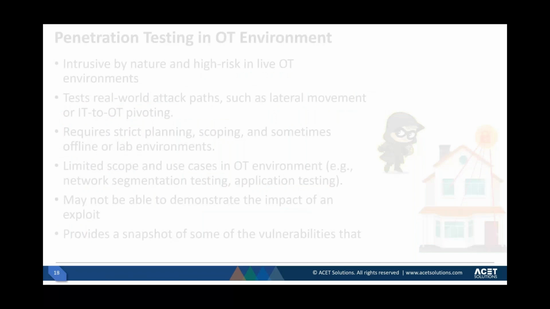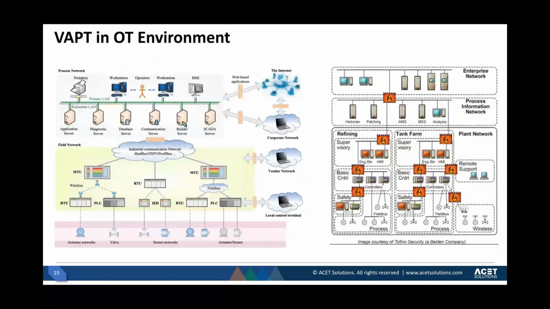What I'll do is that for the next maybe 5 minutes or so, I'll try and give some real use case examples of where the VA and PT would be beneficial in a real control systems environment. So I've brought up here two control system architectures.